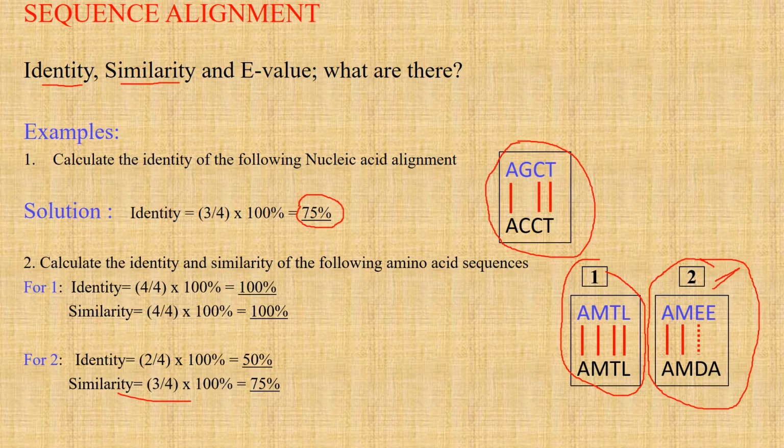If we take, for instance, glutamic acid, aspartic acid, and alanine, glutamic acid and aspartic acid are similar because they are polar, but alanine is not similar to these two because alanine has a non-polar side chain, okay? But now if we take glutamic acid, aspartic acid, and another polar amino acid residue like tyrosine, the three of them are similar in the sense that they all have a polar side chain.